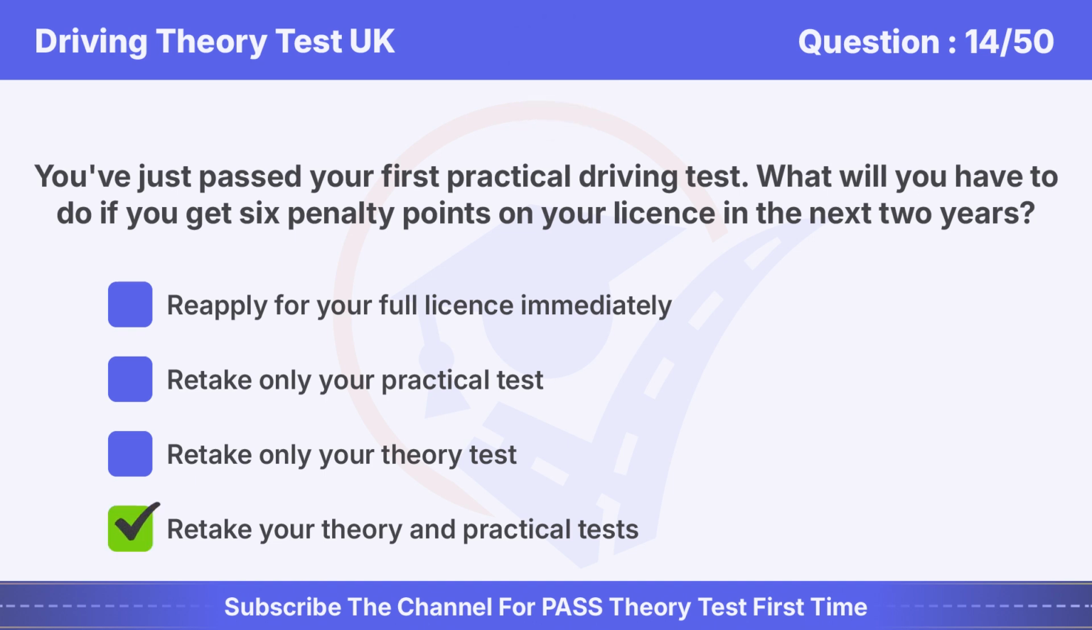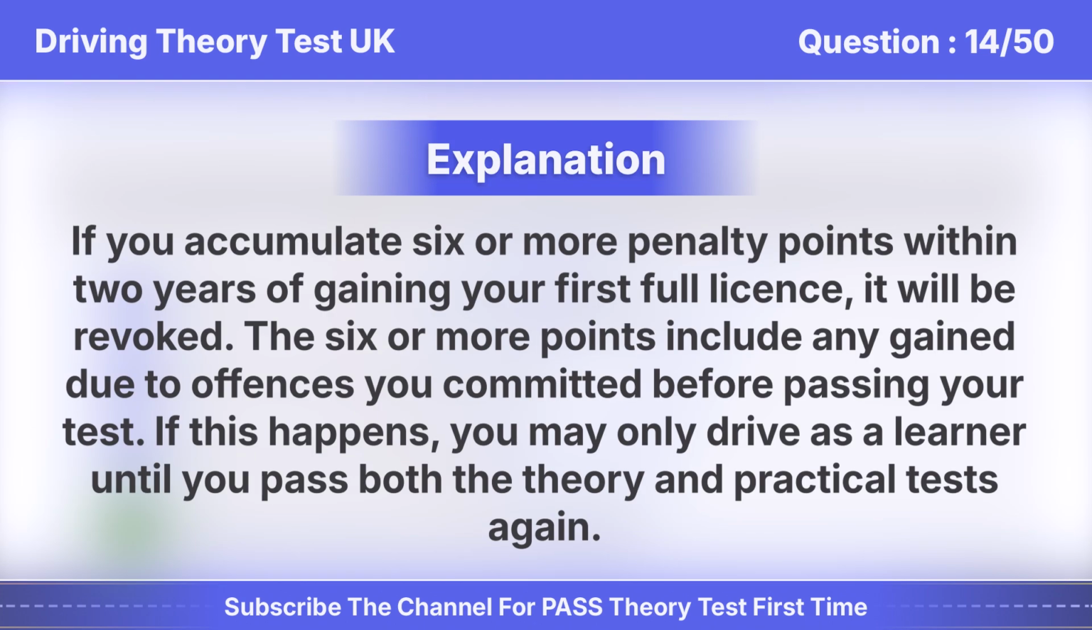Answer is D. Retake your theory and practical tests. If you accumulate 6 or more penalty points within 2 years of gaining your first full license, it will be revoked. The 6 or more points include any gained due to offenses you committed before passing your test. If this happens, you may only drive as a learner until you pass both the theory and practical tests again.